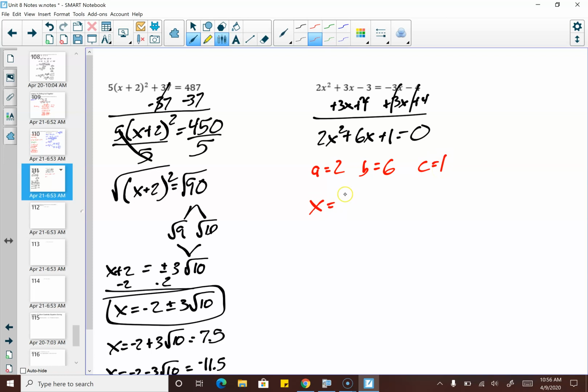So x equals -b, so -6 plus or minus big square root 6 squared minus 4 times 2 times 1 all over 2 times 2. So go to our calculator.